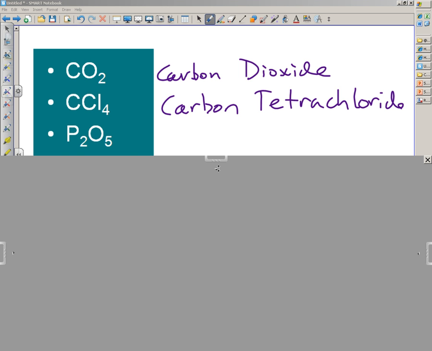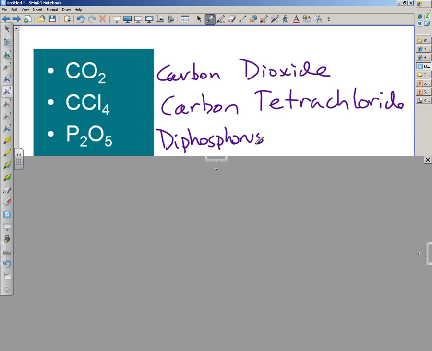Next, P2O5. What are the two elements that make up this compound? Phosphorus and oxygen. How many phosphorus atoms are in this compound? Two. Prefix? Di. So, diphosphorus. Then, how many oxygen atoms? Five. What prefix? Penta. So, penta-oxide. Except, when you have two vowels next to one another, you get rid of the one on the prefix. So instead of pentaoxide, it's just pentoxide.